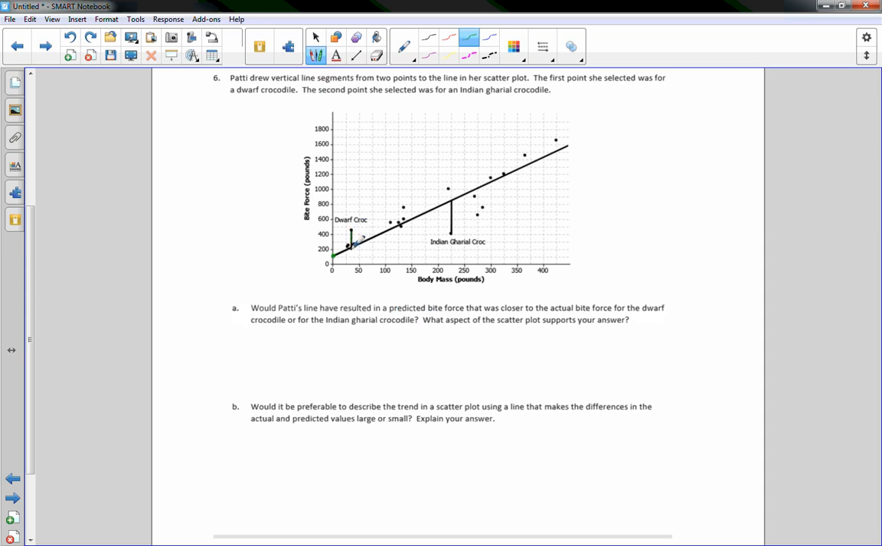Well, what they're asking is which point is closer to her line of best fit. And this has a distance of, we're going from 400 to actually over 400 difference. And this is about less than 500 going down to over 200. So obviously the dwarf crocodile is closer. So, which was closer? The dwarf.